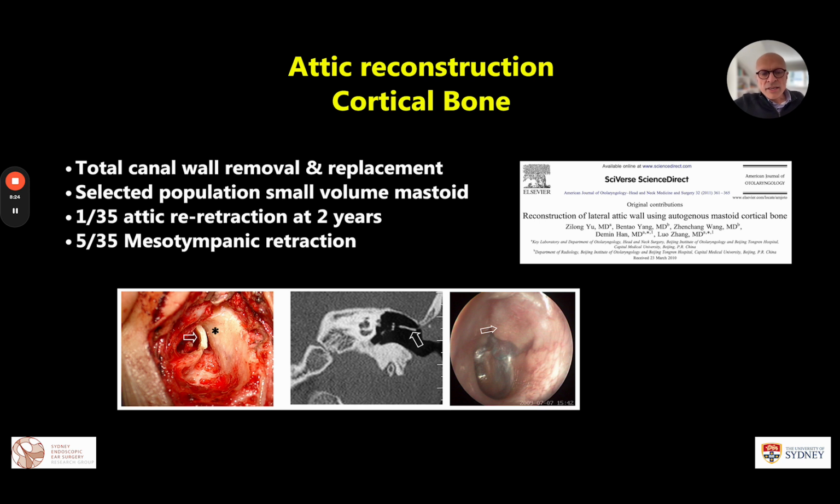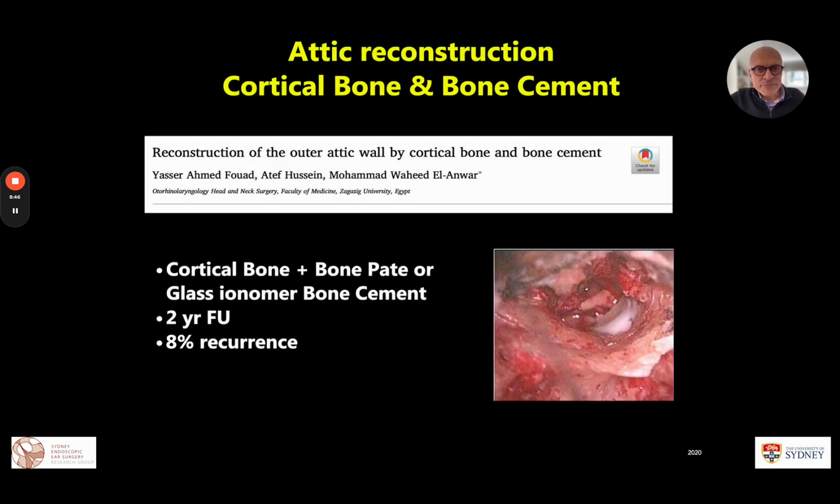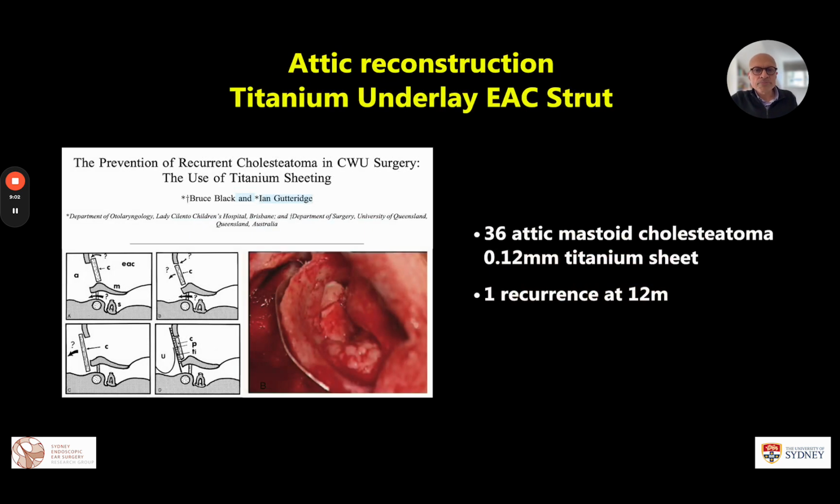And interestingly, look at this mastoid phenotype of a contracted mastoid. A lot of their re-retraction occurred in the mesotympanum, which tends to tell you that perhaps it was the mastoid phenotype that showed where the re-retraction was going to occur, because in fact there's not a lot of mastoid space for the retraction to occur within. And then in terms of artificial materials, here's a study, small numbers with a short follow-up of only 2 years using bone cement along with cortical bone, showing that there was an 8% recurrence here. So again, the use of bone may be useful.